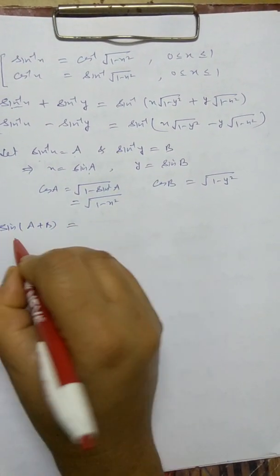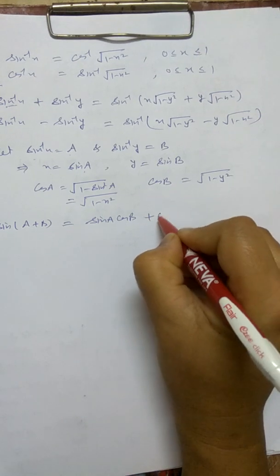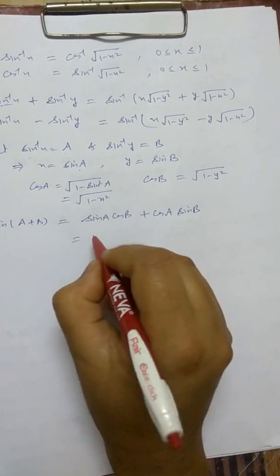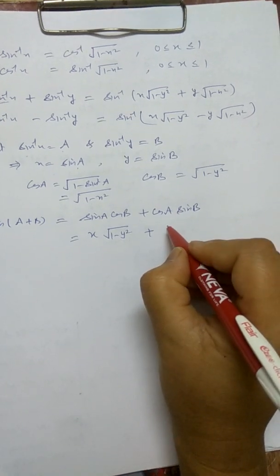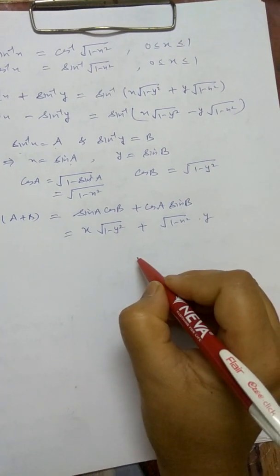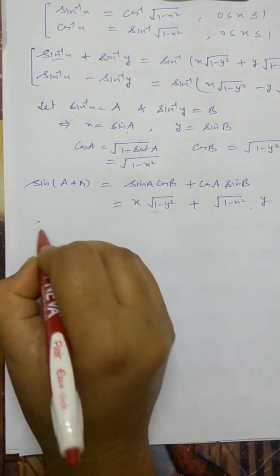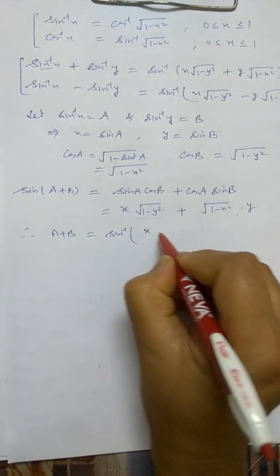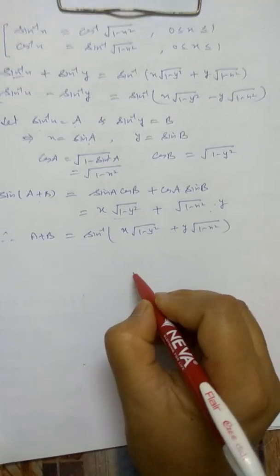What is the formula for sine a plus b? Sine a plus b is equal to sine a cos b plus cos a sine b. Sine a is x, cos b is root of 1 minus y square, plus cos a is root of 1 minus x square and sine b is y. It means sine a plus b is equal to this term. And therefore we can write a plus b is equal to sine inverse of x root of 1 minus y square plus y into root of 1 minus x square.